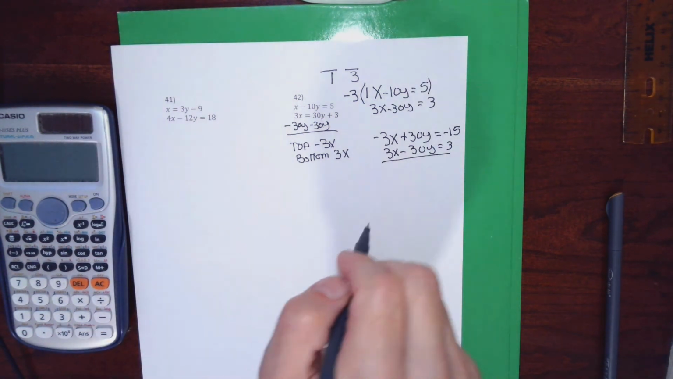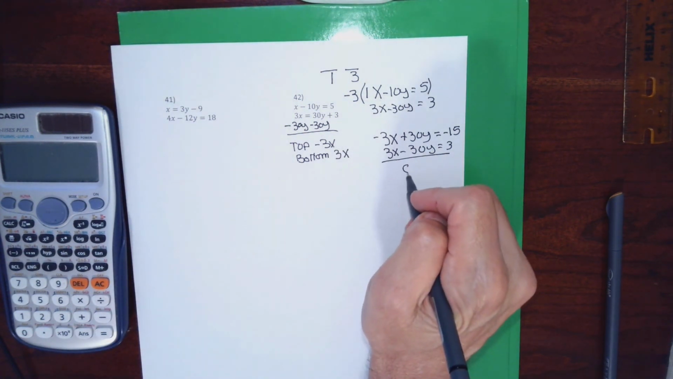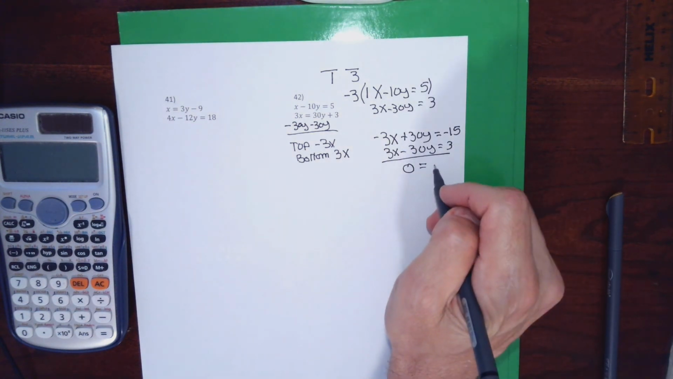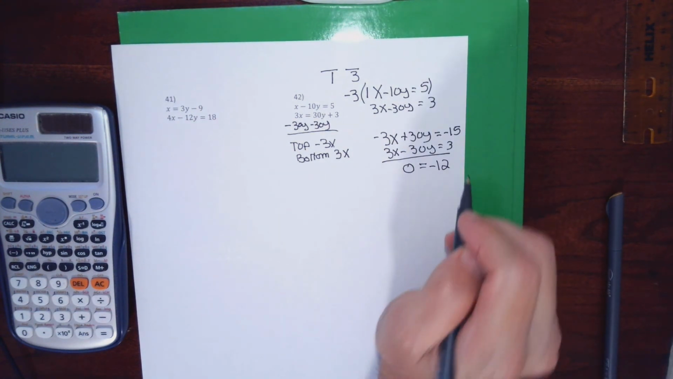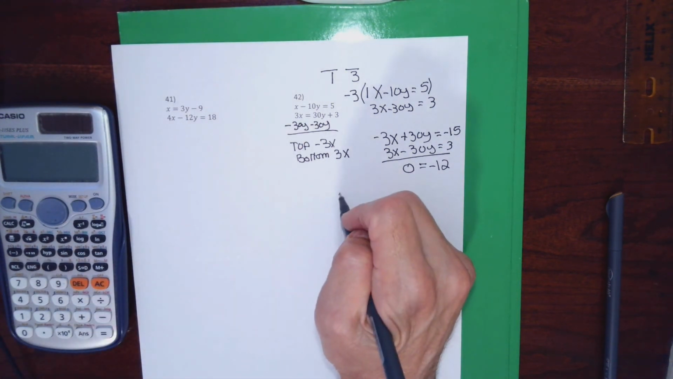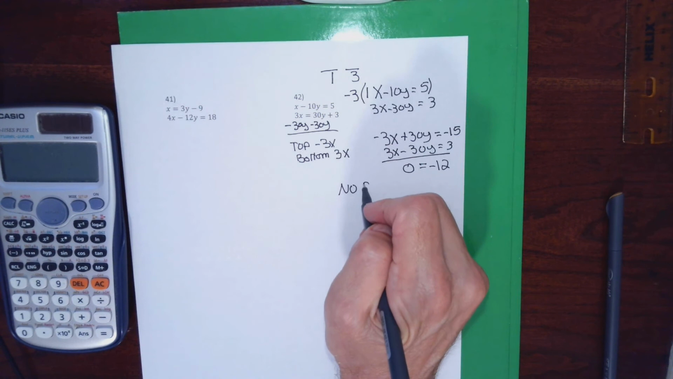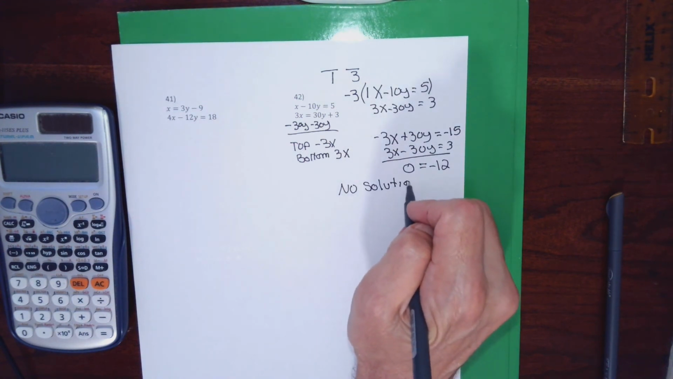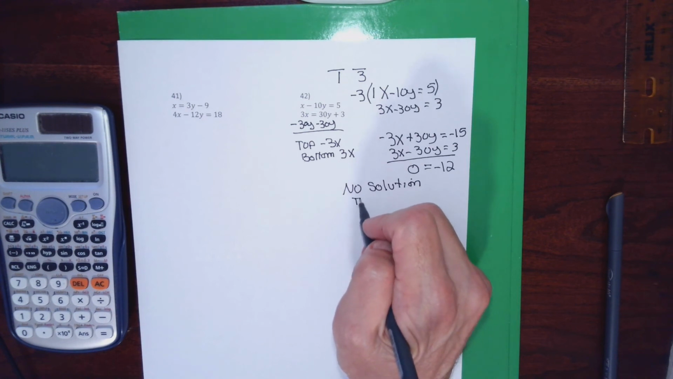The x's cancel, the y's cancel. I get 0 on the left side. And on the right hand side, the numbers are opposite, so I subtract them. If the variables cancel out and you're left with a false statement, this is a no solution inconsistent problem. And if you graphed these, they'd graph to parallel lines.